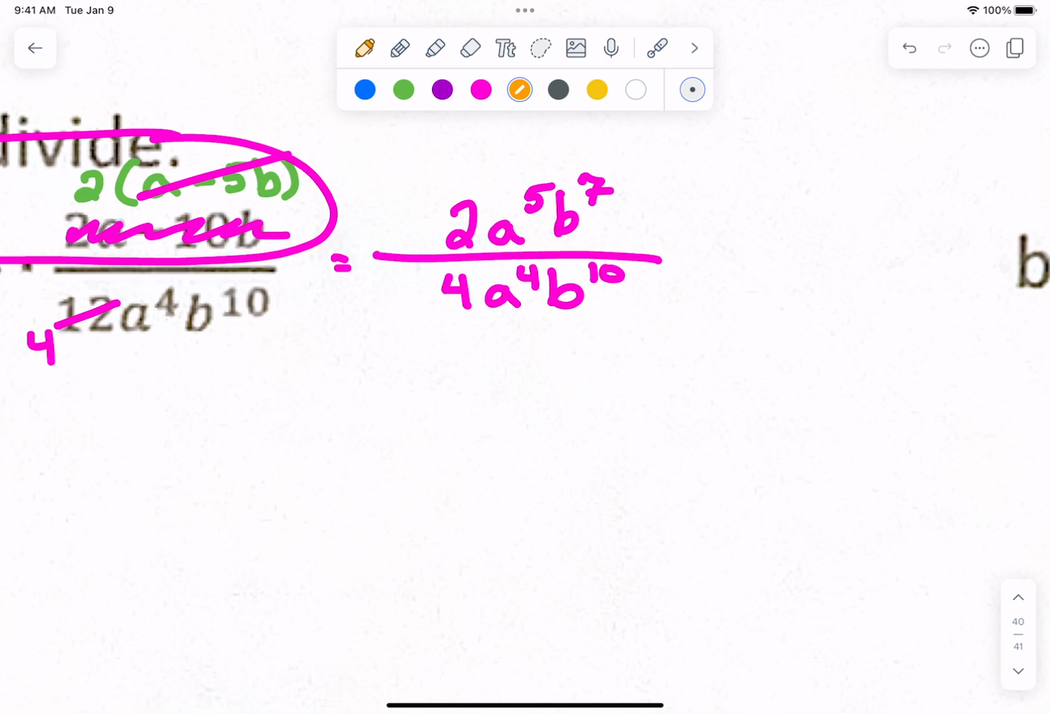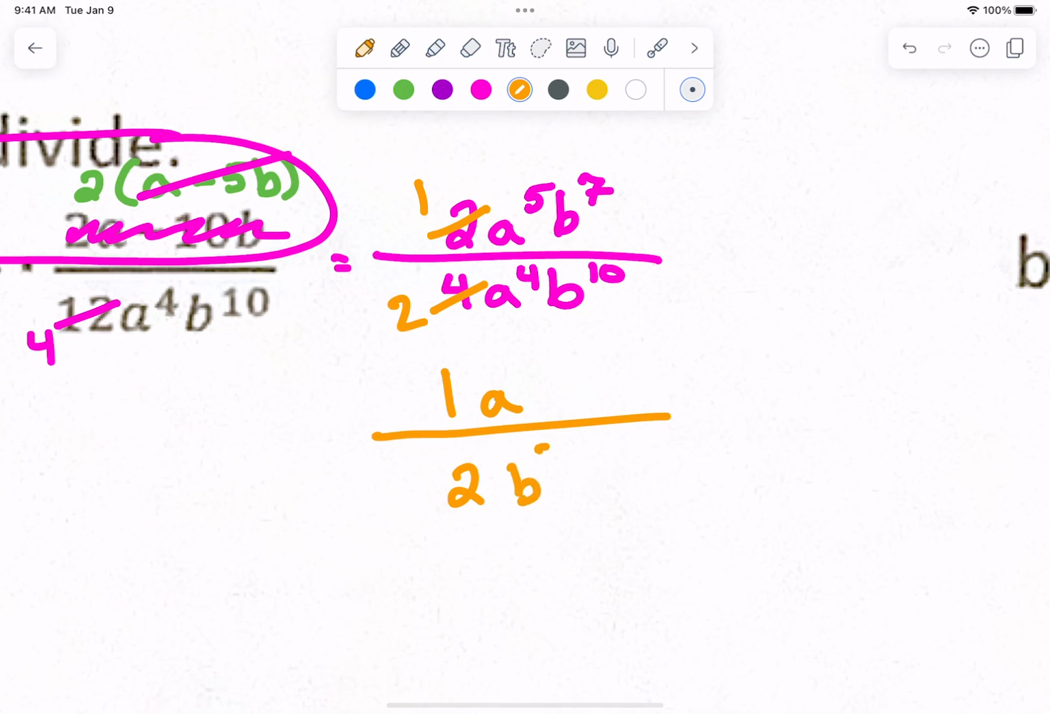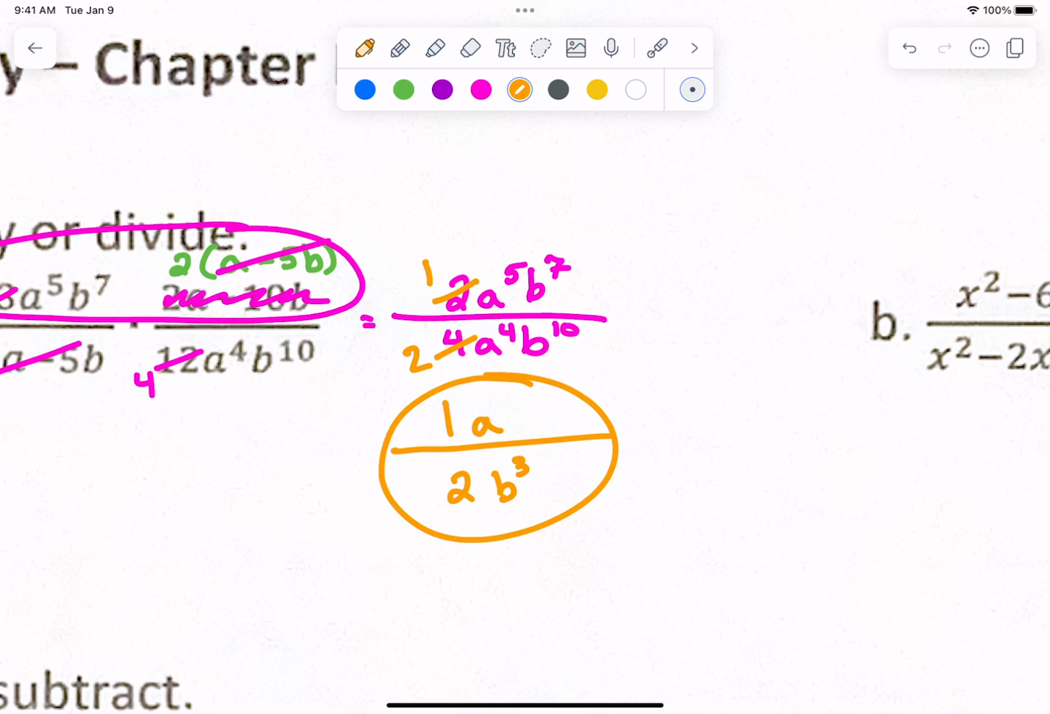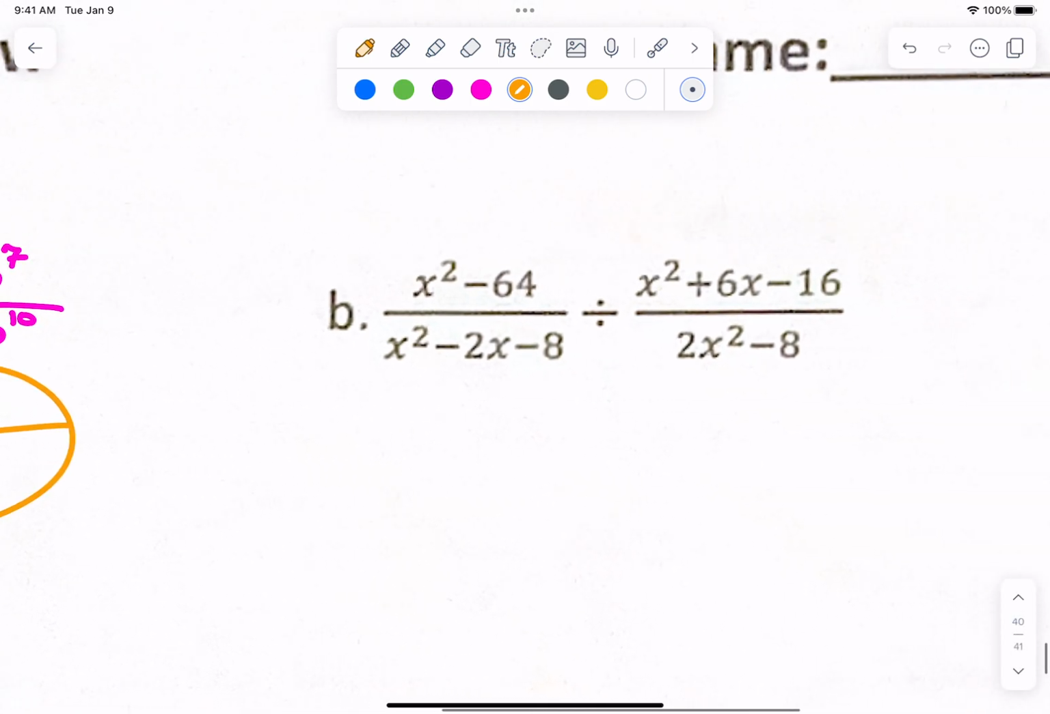Now let's divide. 2 and 4 becomes 1 and 2. So I know that I have 1 up top, 2 on the bottom. A's: I have 5 on top, 4 on the bottom, so 1 on top. 3 B's, I have 3 on the bottom. So there he is. Done? Did you get that? Yeah, I did. Very nice. Happy with that one?